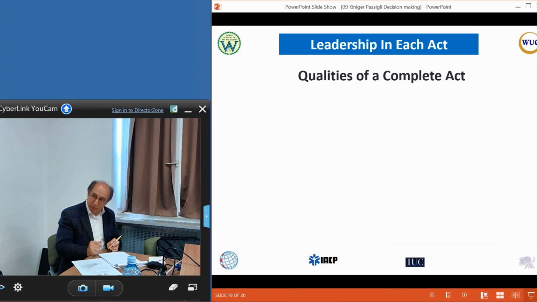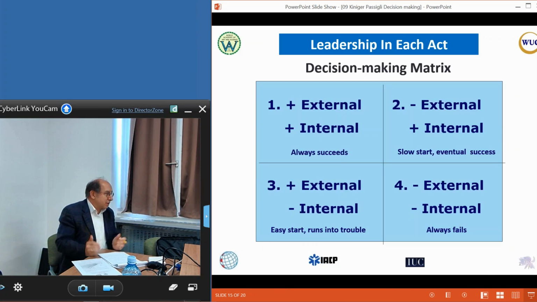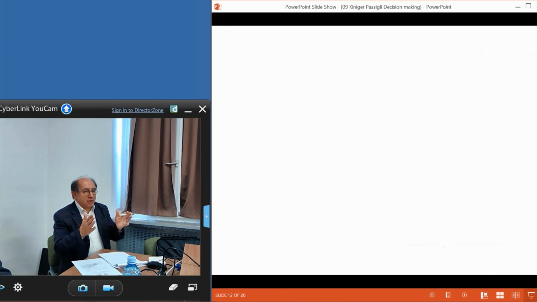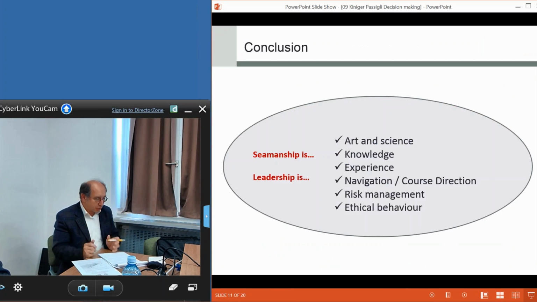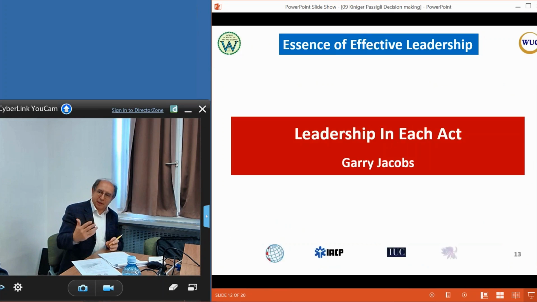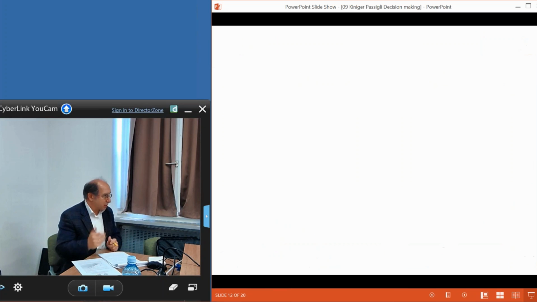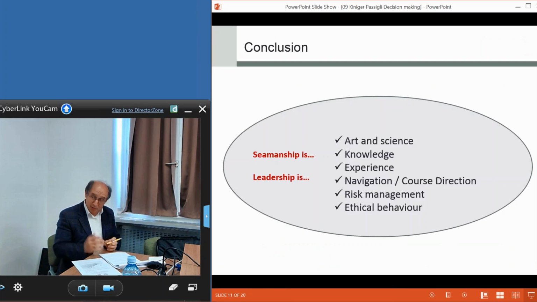So that's the basic difference, and the difference is in the system. Churchill was operating inside a democratic system, and Stalin was operating inside a totalitarian system. And finally, I would like to give one example of decision making.